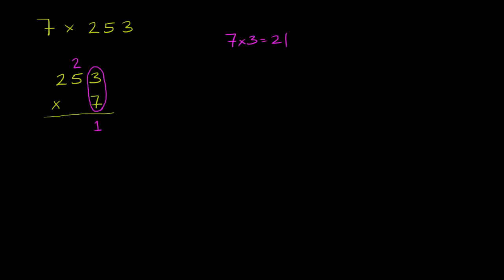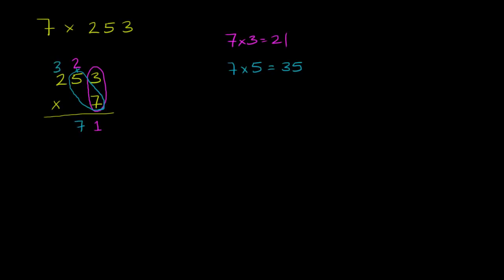Now I want to figure out what 7 times 5 is. We know from our multiplication tables that 7 times 5 is equal to 35. Now, we can't just somehow put the 35 down here. We still have to deal with this 2 that we carried. So we compute 7 times 5 is 35, but then we also add that 2. So it's 35 plus 2 is 37. Now we write the 7 right over here in the tens place and carry the 3.